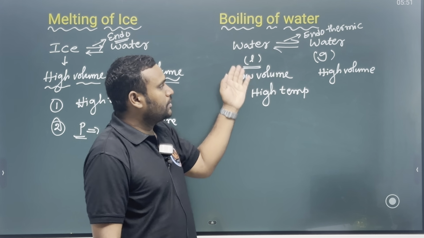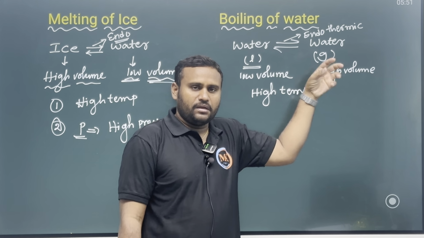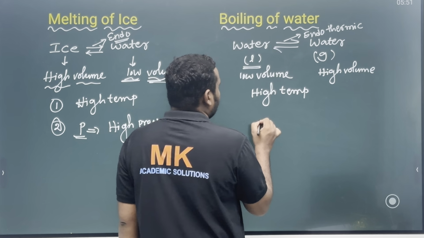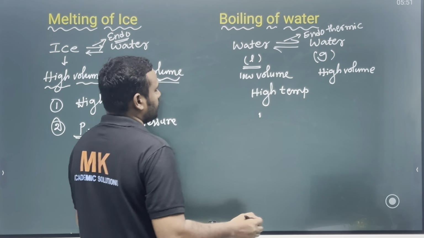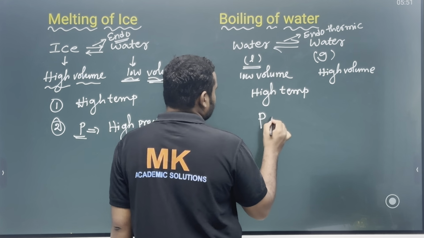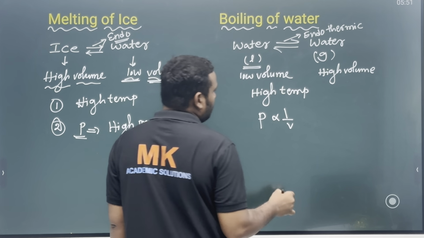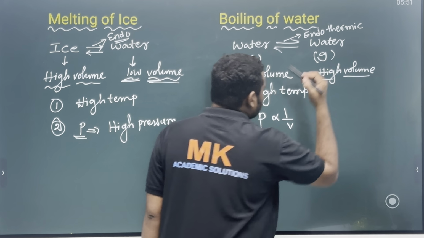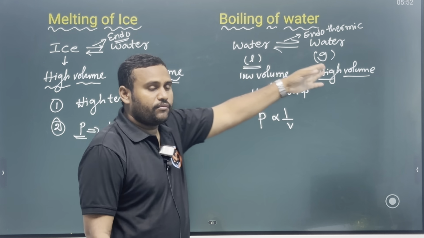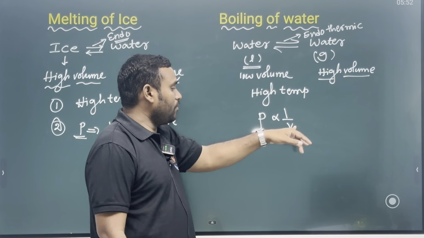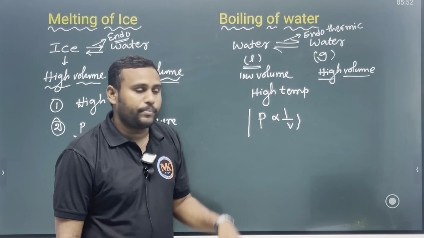See here, more pressure means it should occupy less volume. Pressure is inversely proportional to volume. See here, gas is having what, children? Gas is having high volume, means water vapor is having high volume. So if you want more volume, means pressure should be decreased, means low pressure.